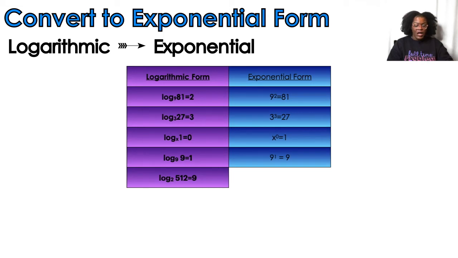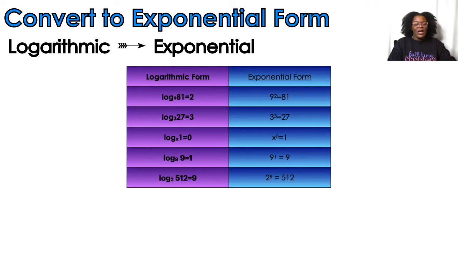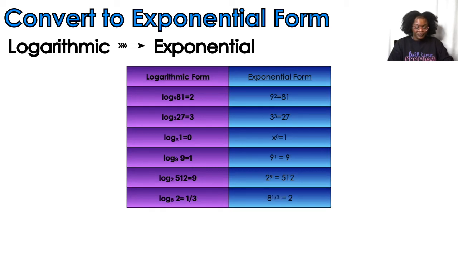Log base 2 of 512 equals 9. You need to learn to read the math. Okay? My answer is the exponent. 2 to the power of 9 equals 512. Okay. Log base 8 of 2 equals 1/3. 8 to the 1/3 equals 2. And that's true because the cube root of 8 equals 2. A 1/3 exponent is a cube root.